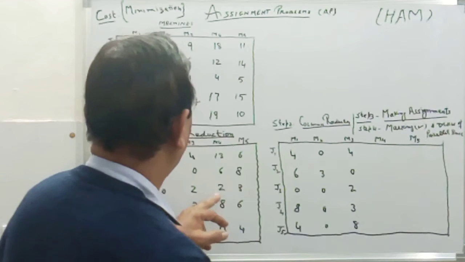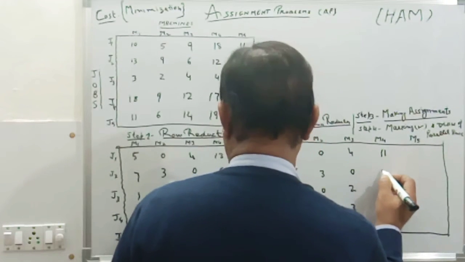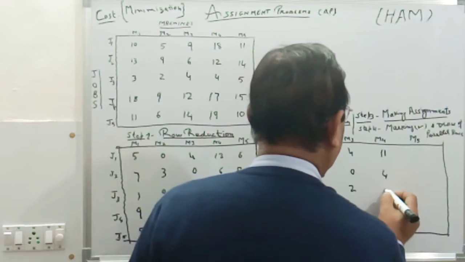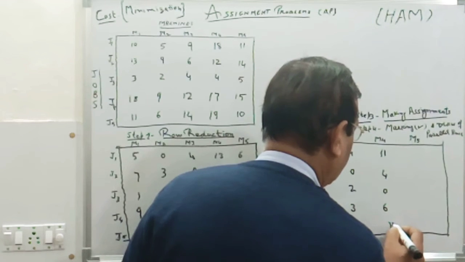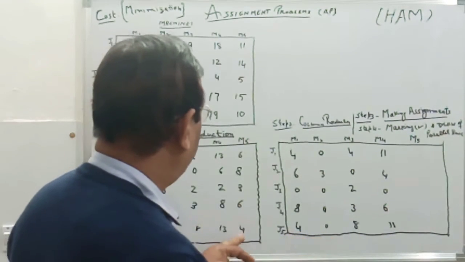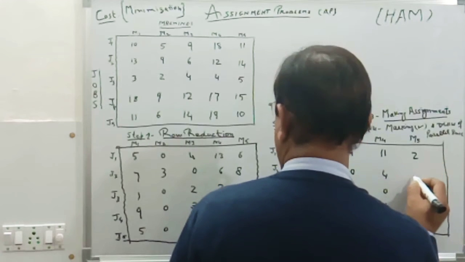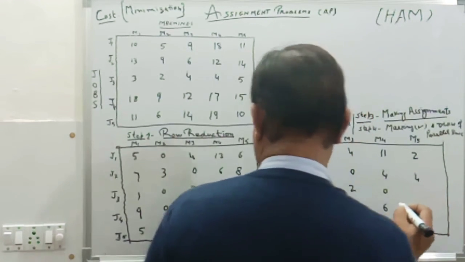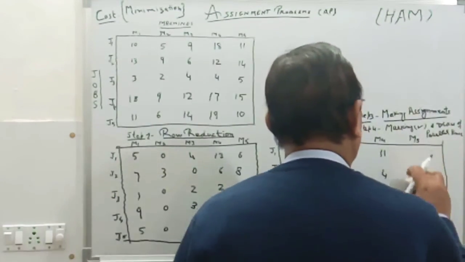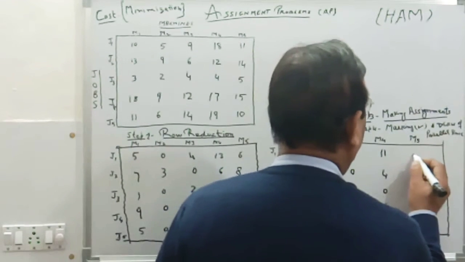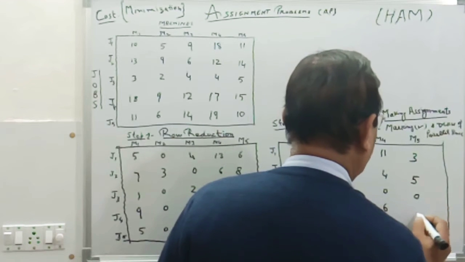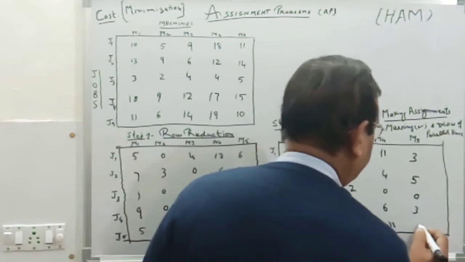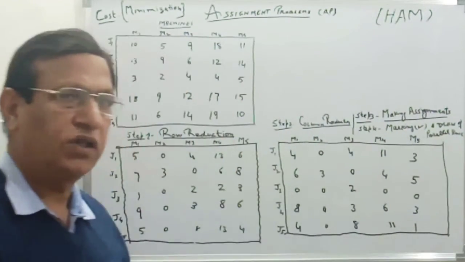Here the minimum is 2: 11, 4, 0, 6 and 11. And here the minimum is 4, 2, 4, minimum is not 4, minimum is 3. So let's correct it. Minimum is 3, then 3, 5, 0, 3 and 1. These are the 2 steps which you have to follow.